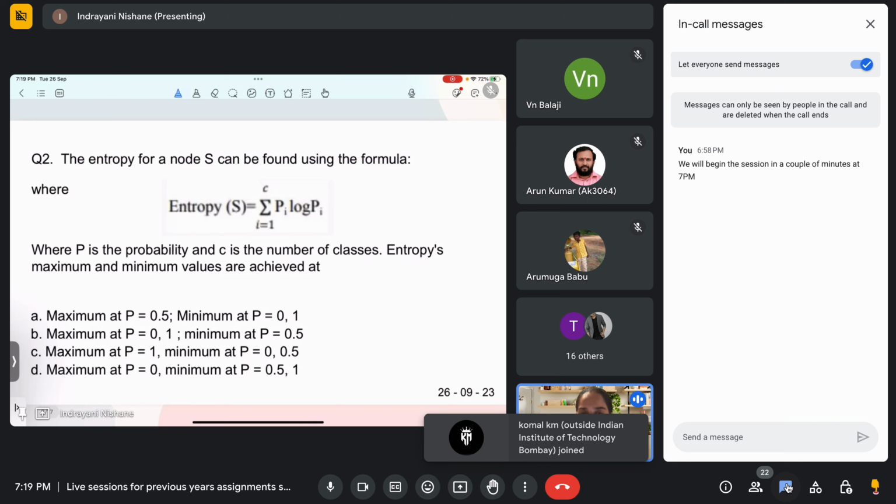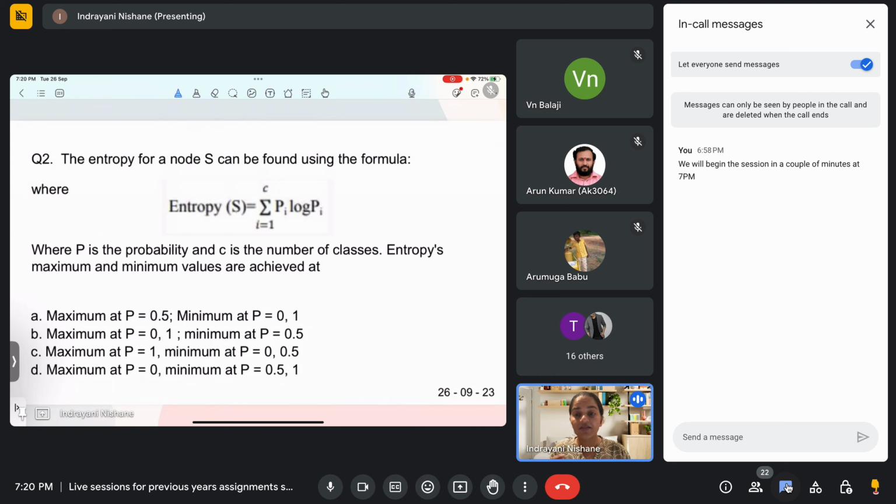So the entropy formula is already given here. We have to find the entropy for node S, where p is the probability and C is the number of classes. Entropy's maximum and minimum values are achieved at what? We have already discussed this. Can I have answers in the chat box, or by unmuting and answering? When will the maximum value occur, and what is that maximum value of entropy? And at what value of probability will the minimum occur? We discussed this when I was showing the entropy graph.